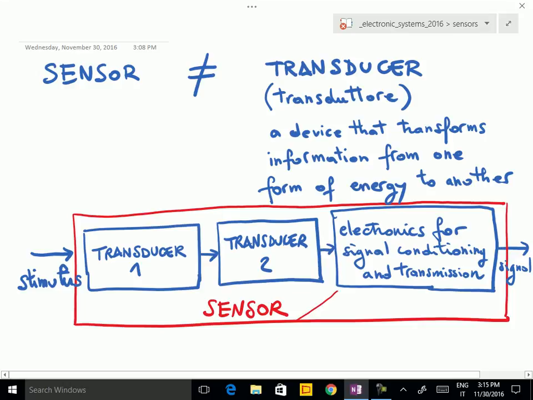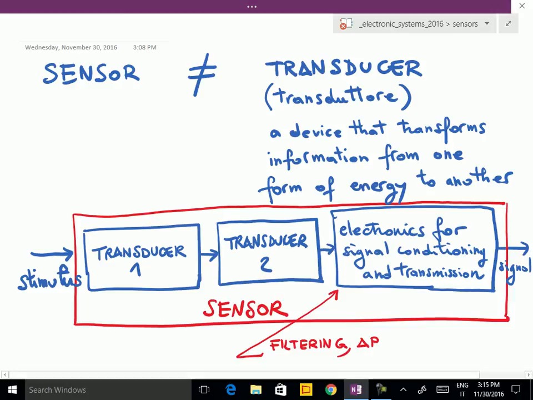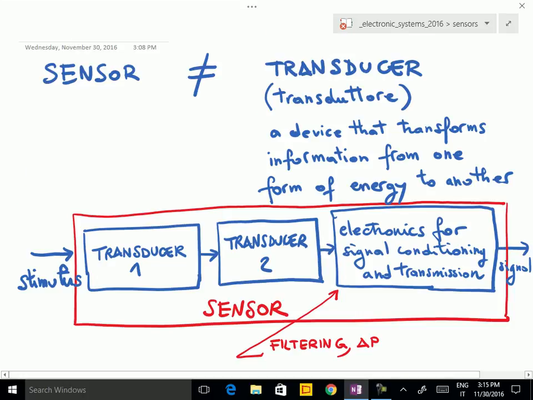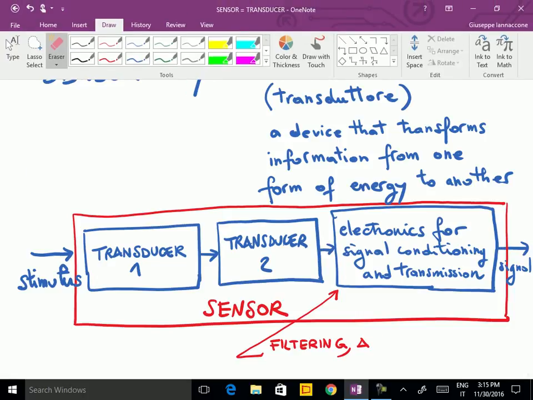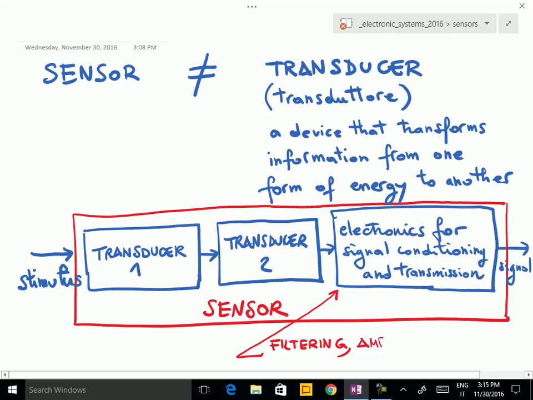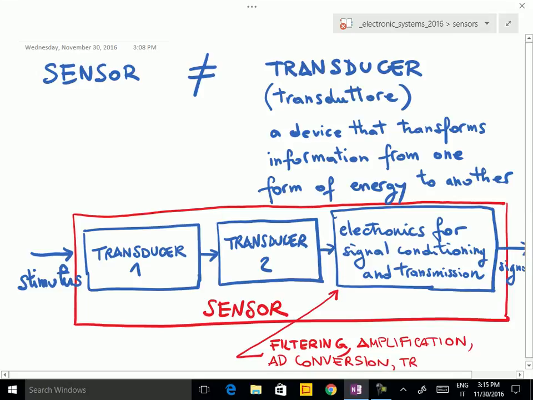Okay, let me just write them: filtering, amplification, AD conversion, analog to digital conversion, and then transmission.